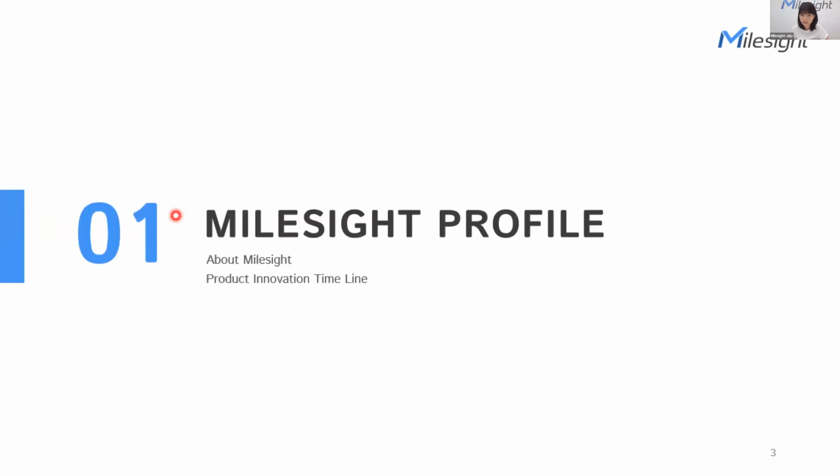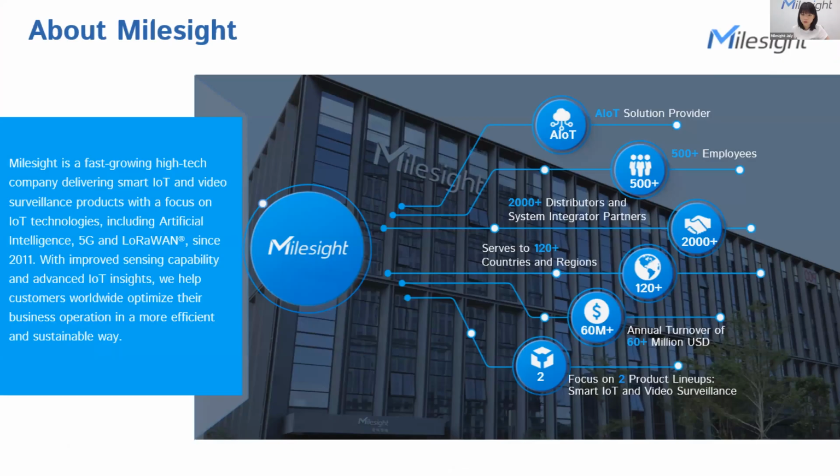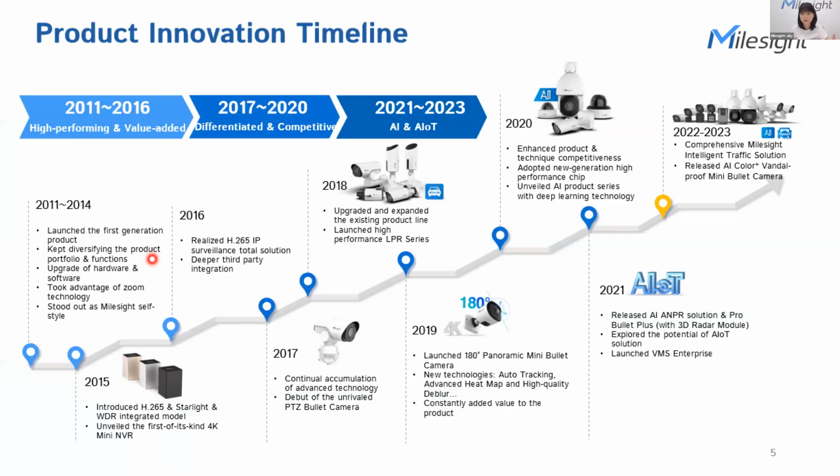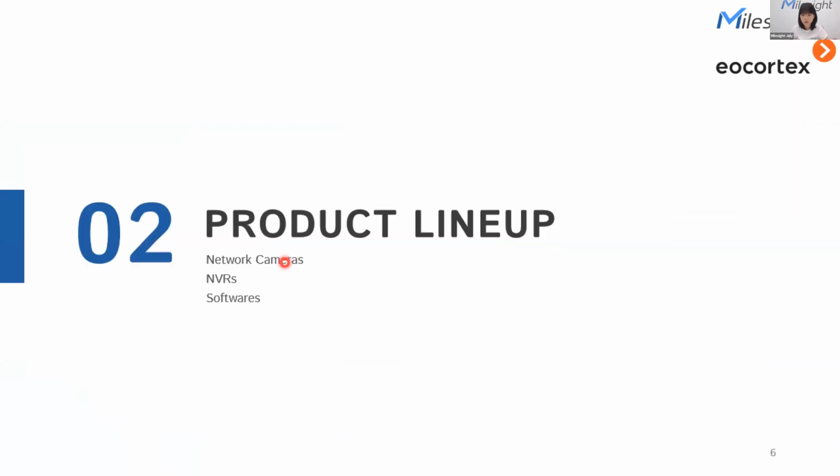As a professional provider of smart IoT and video surveillance projects, we are committed to delivering innovative solutions that meet our customers' needs with a focus on IoT technologies, including AI, 5G, and LoRaWAN since 2011. After years of technical accumulation, in addition to launching powerful front-end network cameras, NVRs, and back-end management software, Milesight is committed to standing out from the current market. With this in mind, we have launched the highly compact 5G AI OT series and developed a dedicated traffic series to further extend our value into the intelligent traffic industry.